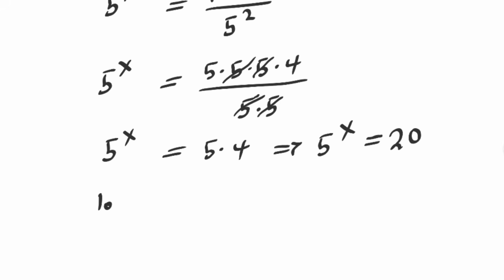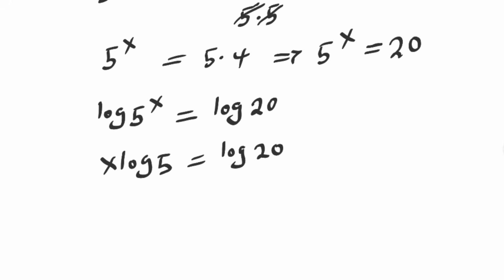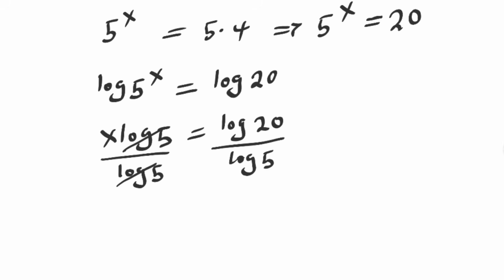Now let us take the log on both sides of this equation. We have log 5 raised to power x is equal to log 20. Then this is x log 5 is equal to log 20. Now let's divide both sides of this equation by log 5. This log 5 cancels this log 5. x is equal to log 20 over log 5.